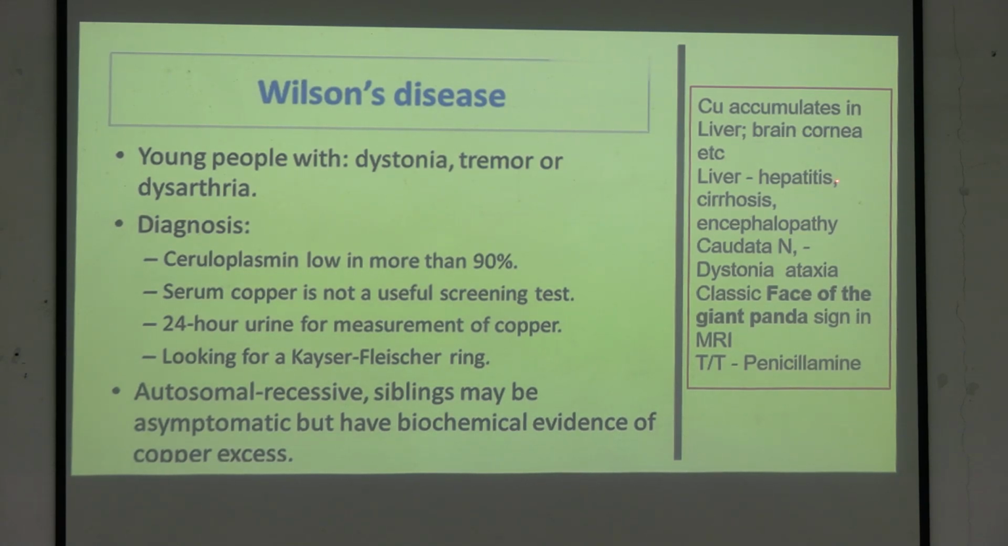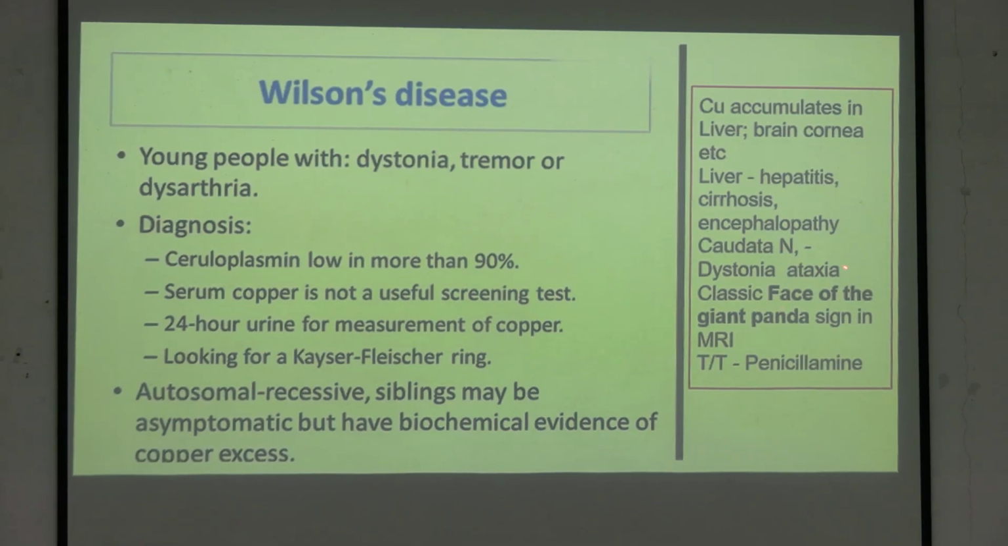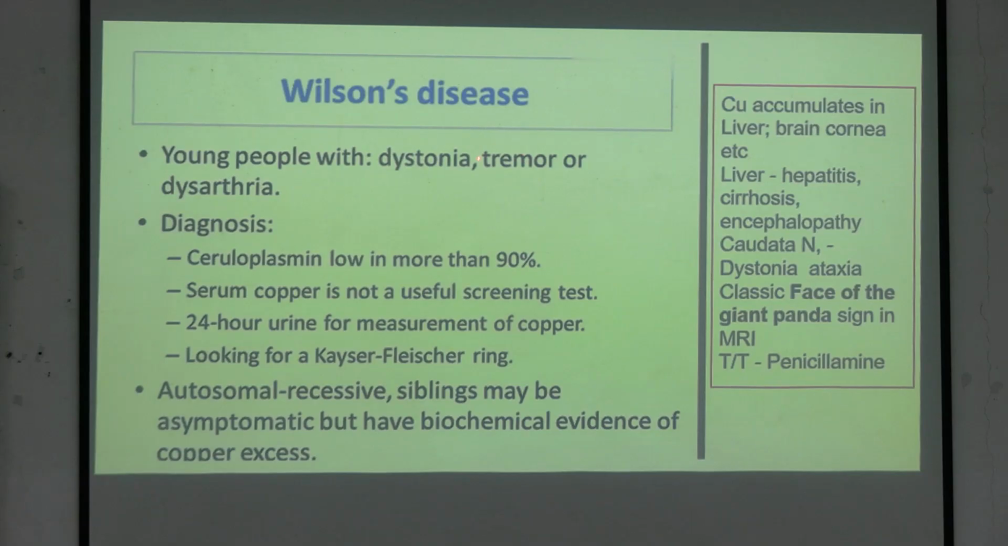In the liver it causes hepatitis, jaundice and cirrhosis of the liver. It also affects the brain, causing encephalopathy. The liver disease can cause encephalopathy also. The same copper may be deposited in the caudate nucleus, which will cause dystonia and ataxia. Then your answer will be Wilson's disease.